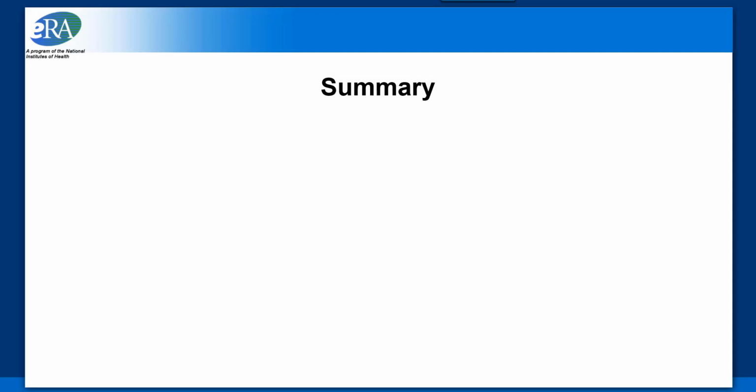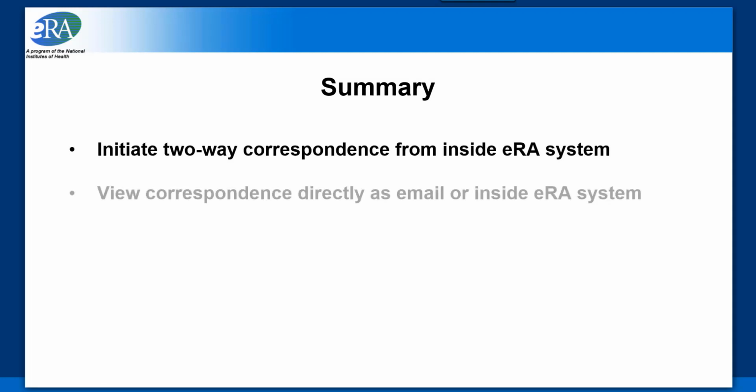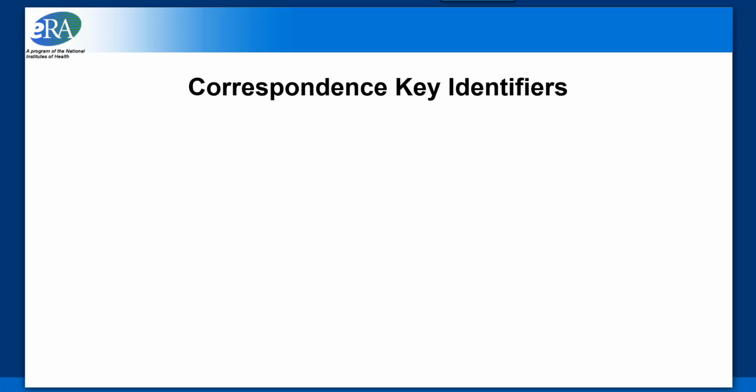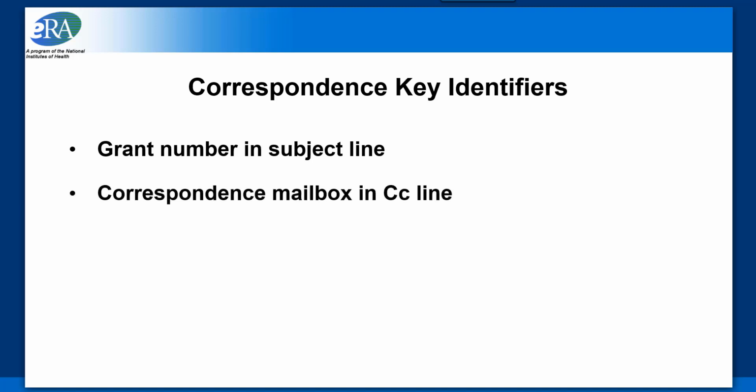This concludes the video. To briefly recap, you can start and view two-way correspondence from inside eRA Commons. If you receive a two-way correspondence message, you can safely reply without needing to log into eRA Commons, but be sure to keep 3 key identifiers in your email response: the grant number in the subject line, the correspondence mailbox in the CC line, and the correspondence token in the body of your message.